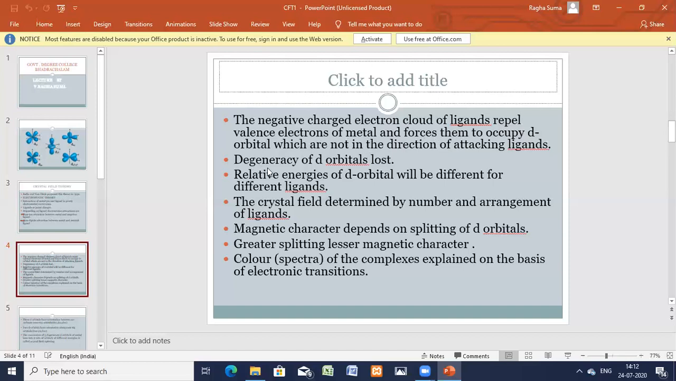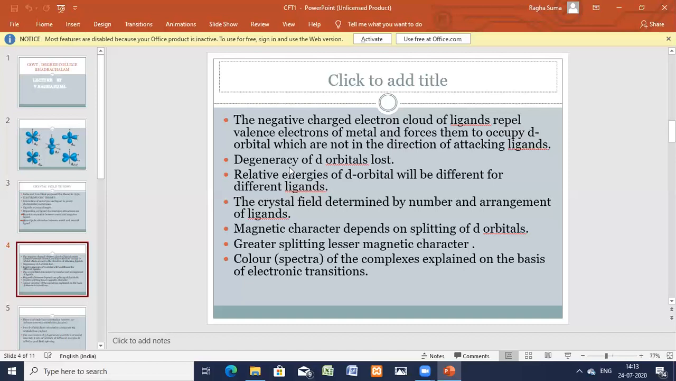Now the d orbitals' degeneracy is lost. I have to tell you a word, degeneracy. What is degeneracy? Degeneracy means that in the absence of ligands, almost all the d orbitals have the same energy.